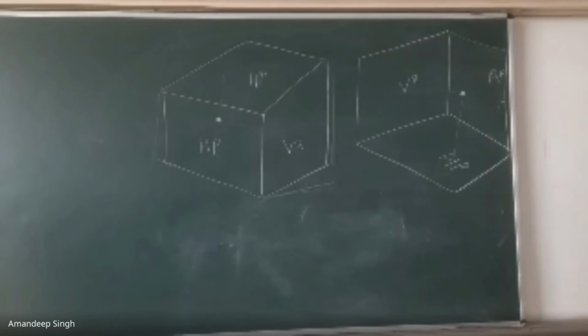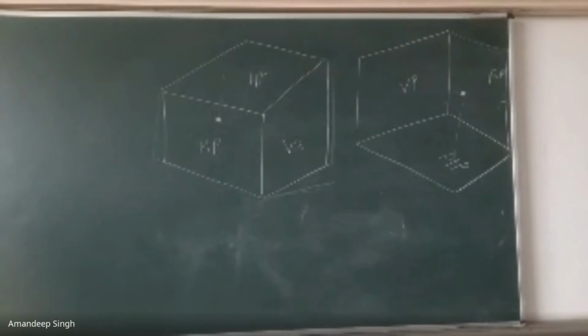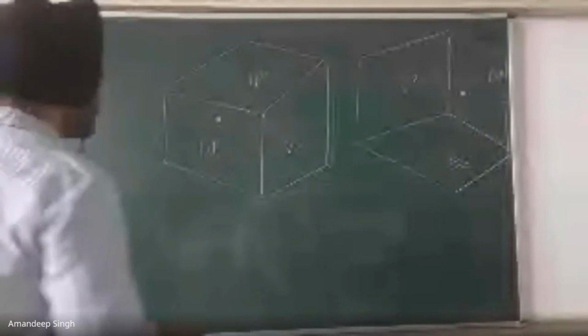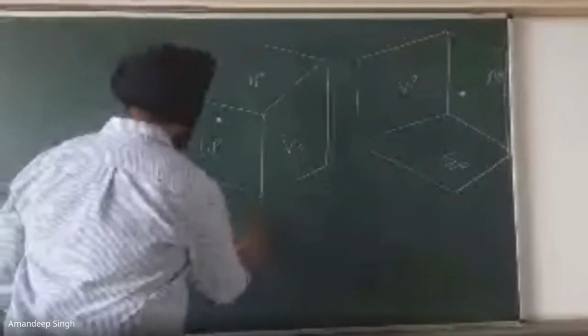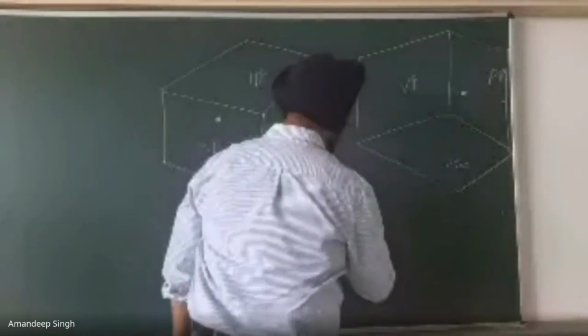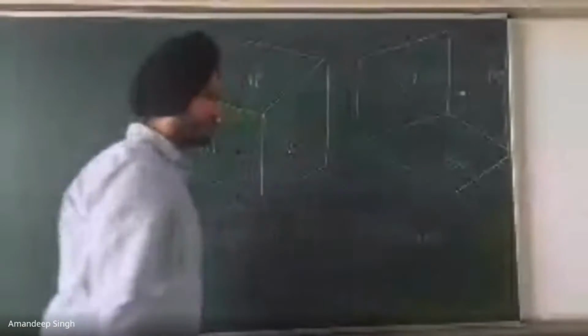I hope you are all getting this in your boxes. What I am trying to make you understand here is that in this 3D view, if it appears like a 3D picture with all three faces together on a screen on your drawing sheet, then this picture is called the isometric projection.